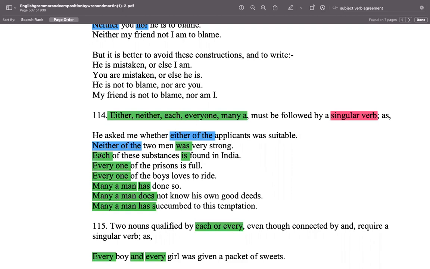Look into it. Like here, you find what? Each of these substances. It means there are many substances. Out of them, each is found in India. Right or not? Yes. So you are talking about the regions. It means many regions. Out of that, everyone is full. You are talking about the boys, many boys. Out of them, everyone loves.